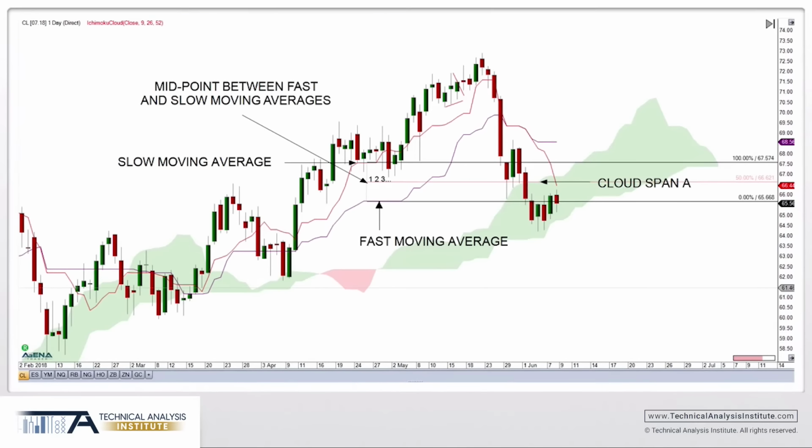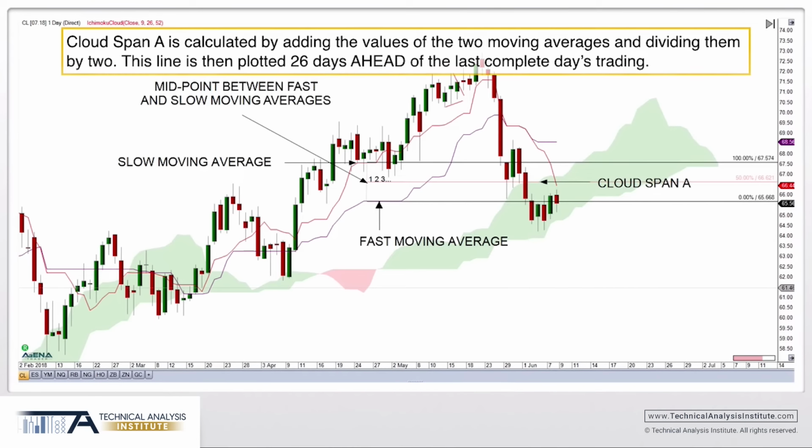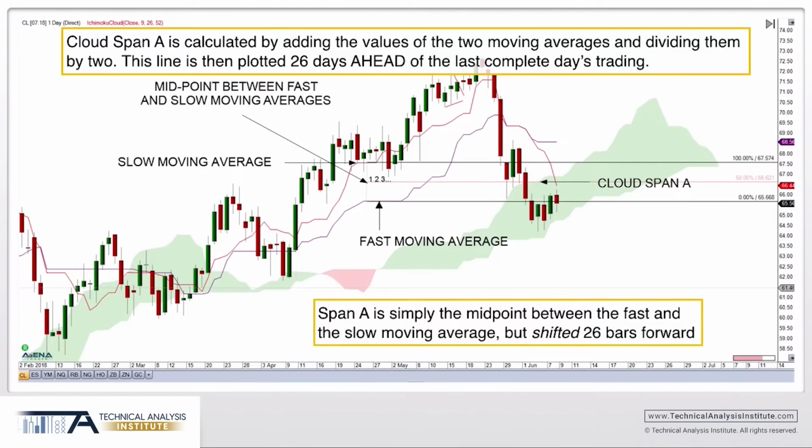Cloud span A is calculated by adding the values of the two moving averages we discussed in the previous lesson and dividing them by 2. This line is then plotted 26 days ahead of the last complete day's trading. To put it in simpler words, span A is simply the midpoint between the fast and the slow moving average, but shifted 26 bars forward. Obviously, this shift into the future is one of the unique aspects of the cloud, and perhaps one of the most helpful values it provides.